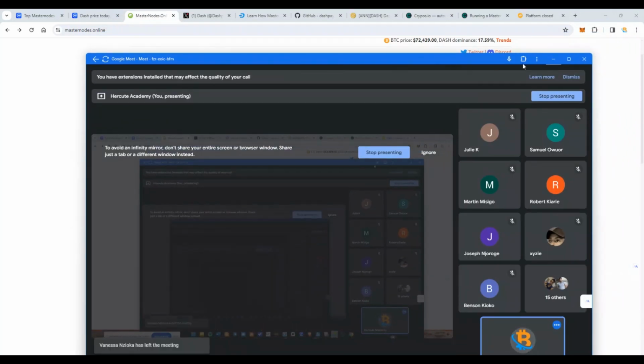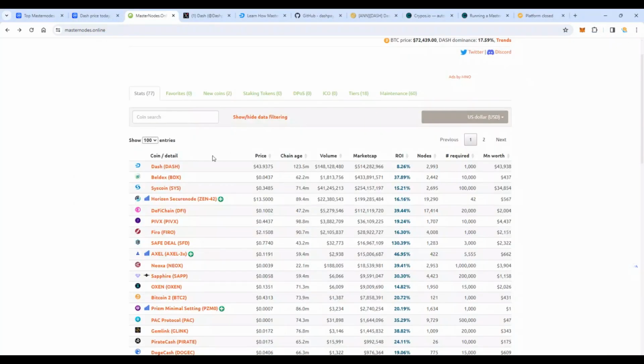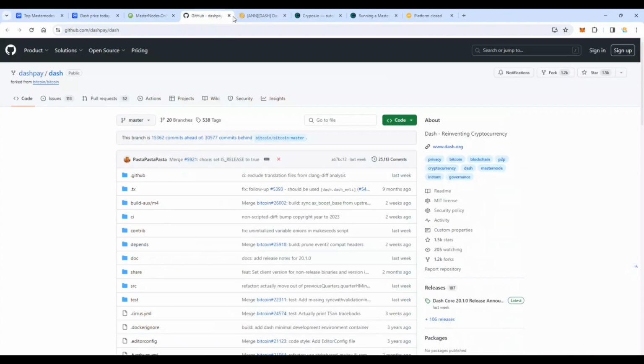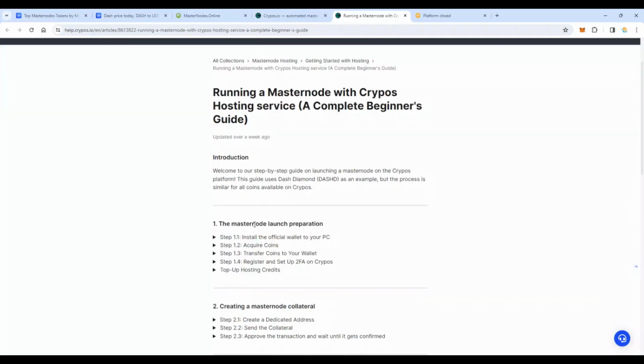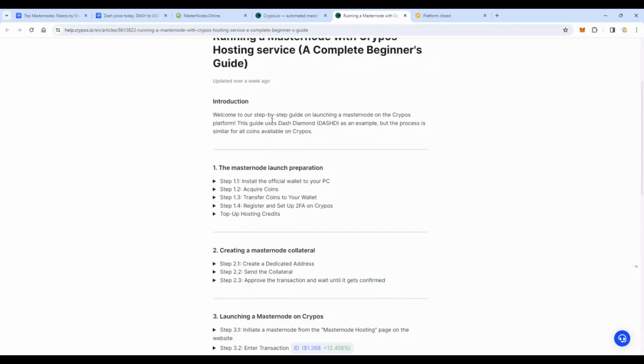Now, let's learn how to run a masternode. So I'm going to close some of these tabs because I don't need them anymore. Running a node, there are some steps here. This is when you are running your own node from your own computer. You can see: install the official wallet to your PC. So, for example, for Dash, you need to install the Dash wallet, acquire coins, transfer coins to the wallet you just downloaded, register and set up two-factor authentication on Crypos, and top up hosting credits.